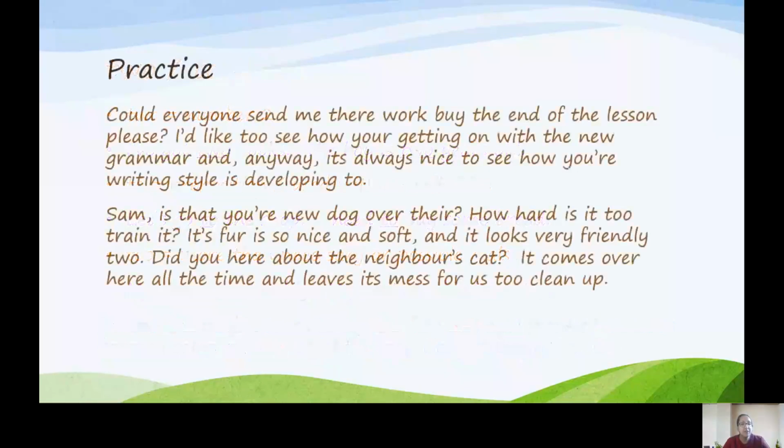So have a look at these two texts. Can you find the mistakes in them with homophones? Pause here while you think about it and see if you can spot any wrong homophones that we haven't really covered today.